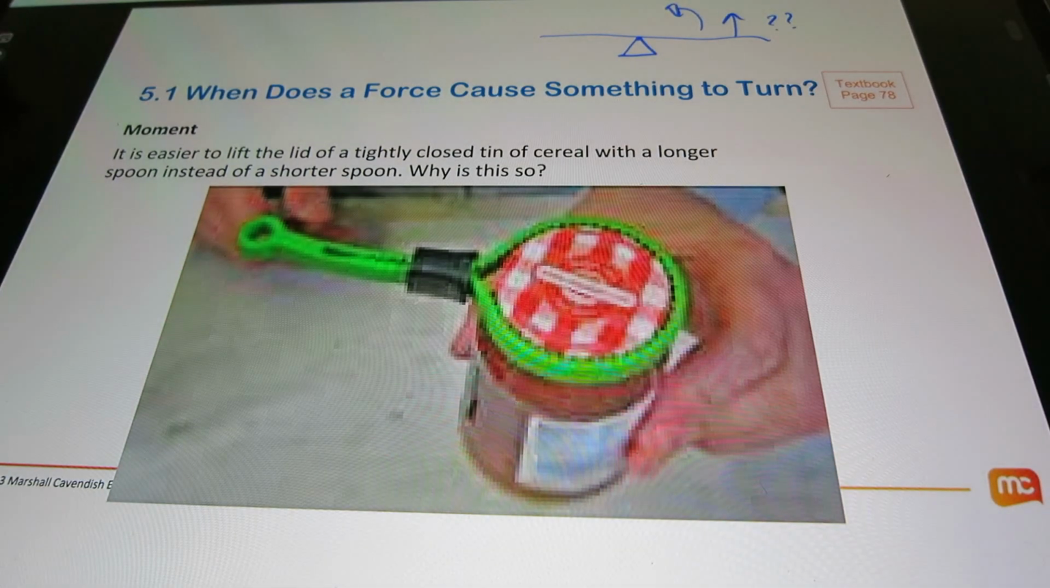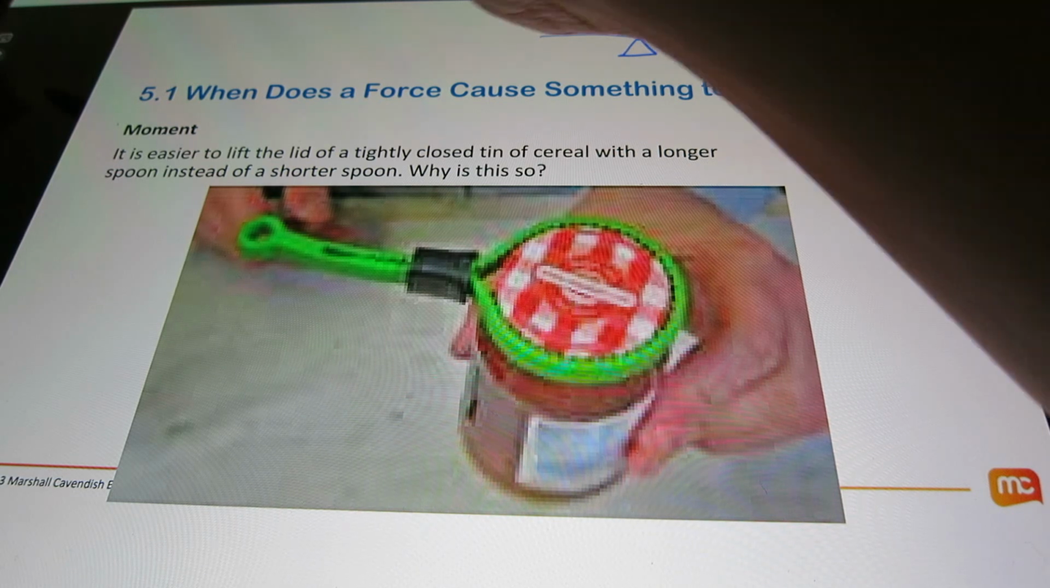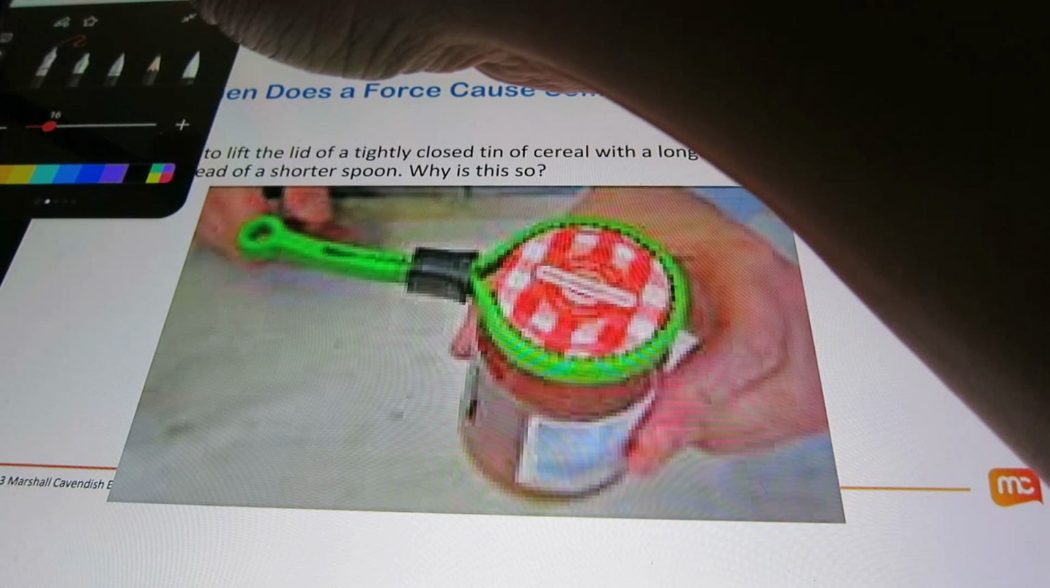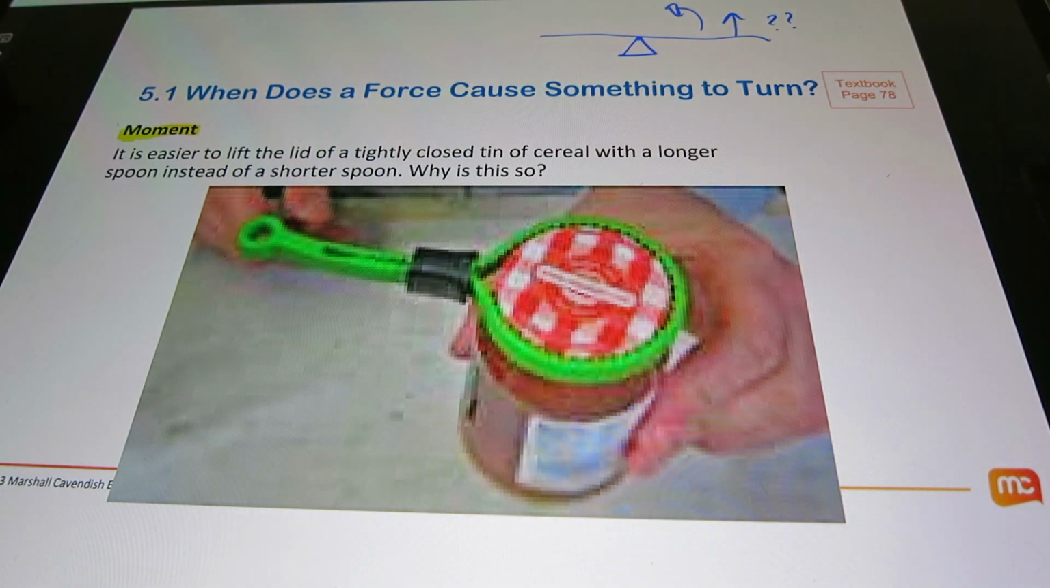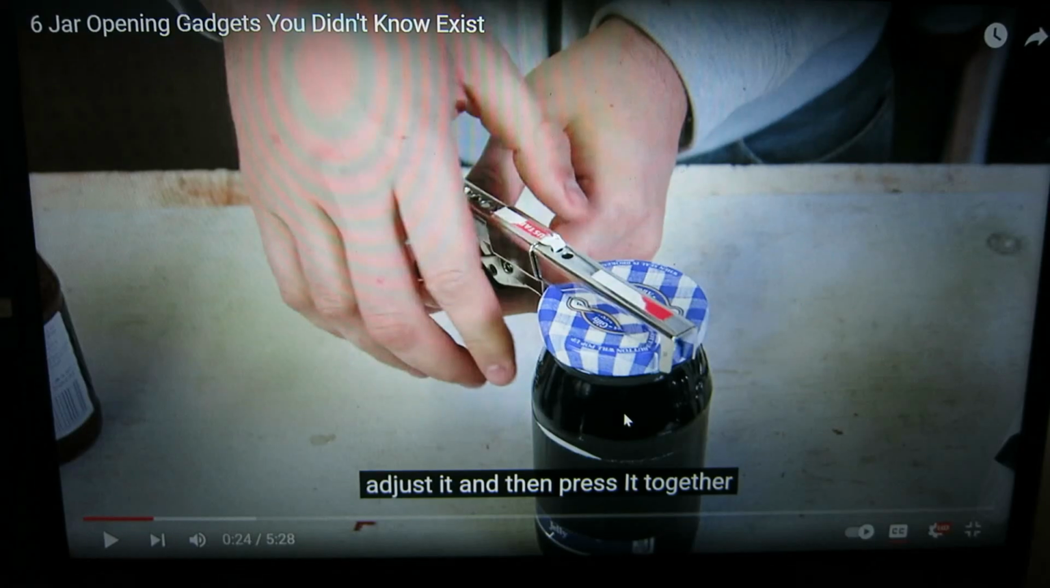Alright, so you will hear this term being used a lot, so I think we better get used to it. The term is moments. Moments is called the turning effect, or rather a measure of the turning effect of forces. Alright, so I have a short video to show you.